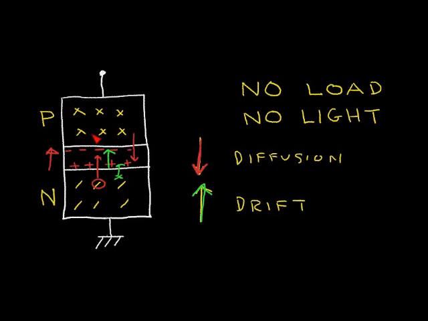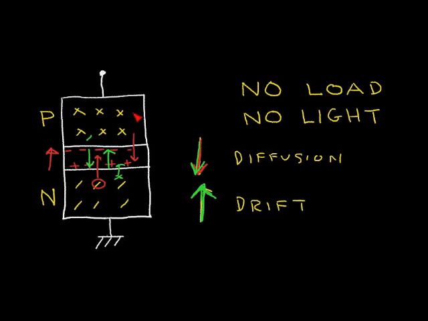Now, in this region, we can have a minority of electrons. If an electron comes into this depletion region, it's going to go in this direction, caused by the electric field. That can be thought of, again, as a positive current flowing in this direction, so that adds to the drift current. And if we have no load and no light, we have a diffusion current flowing down and a drift current flowing up. These currents balance each other and cancel each other out.